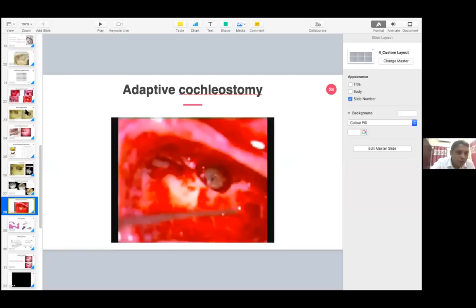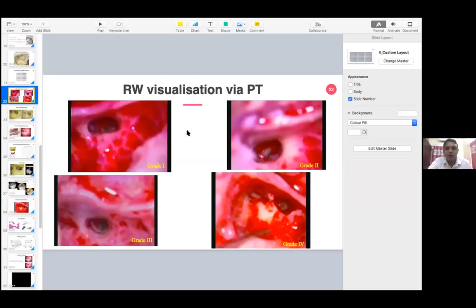So I need to show you two slides. The round window angulation is given by the angle between the site of vision of the surgeon through the posterior tympanotomy and the round window membrane. Suppose the vision of the surgeon is through like this, and the plane of the round window membrane is like this. The angle formed between the surgeon's vision or sight through the posterior tympanotomy and the line drawn along the axis of the round window membrane, that angle will give you the round window visualization angle.